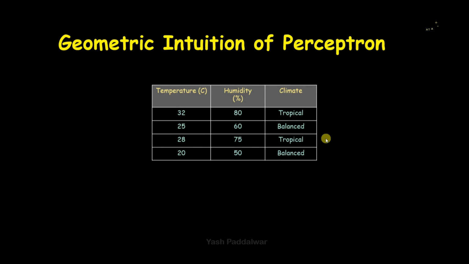Here temperature and humidity are the features and climate is the label which we have to predict. Now you can see here we have two features. Now if we want to visualize this, we can write it in terms of coordinates. First record contains the temperature 32 and humidity 80. So it becomes the first coordinate, that is 32, 80, where 32 is the x value and 80 becomes the y value. Similarly, we can do it for the other records also. So here we get the 4 coordinates.